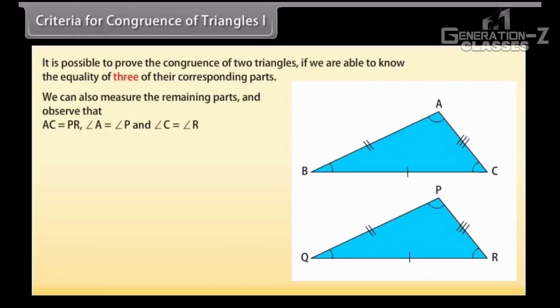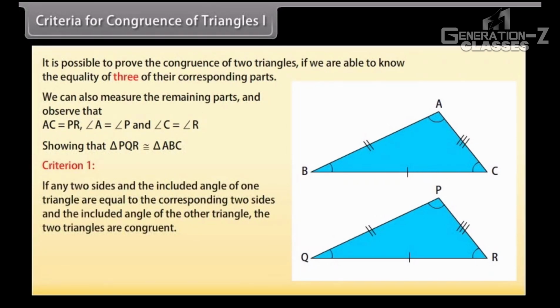Alternatively, we can also measure the remaining parts and observe that AC is equal to PR, angle A is equal to angle P, and angle C is equal to angle R, showing that triangle PQR is congruent to triangle ABC. This means that equality of these three corresponding parts results in congruent triangles. Thus, we have Criterion 1. If any two sides and the included angle of one triangle are equal to the corresponding two sides and the included angle of the other triangle, the two triangles are congruent. This criterion is referred to as SAS, side angle side rule.